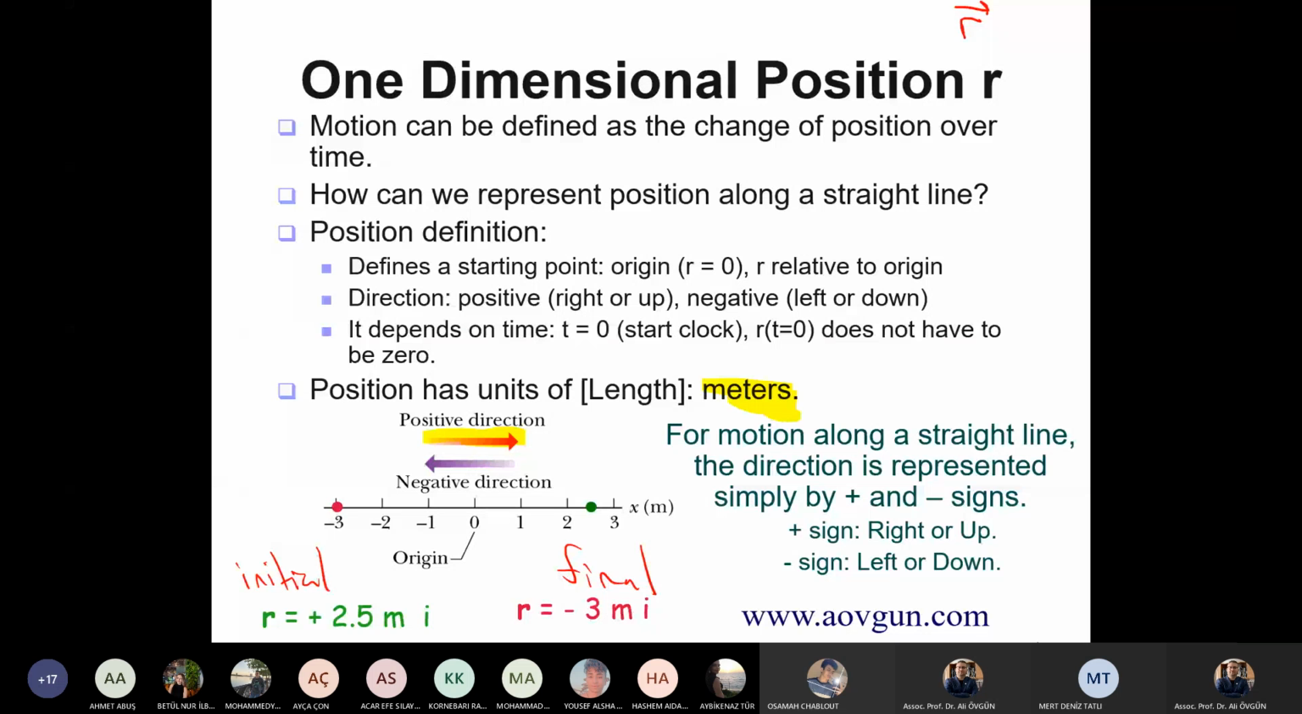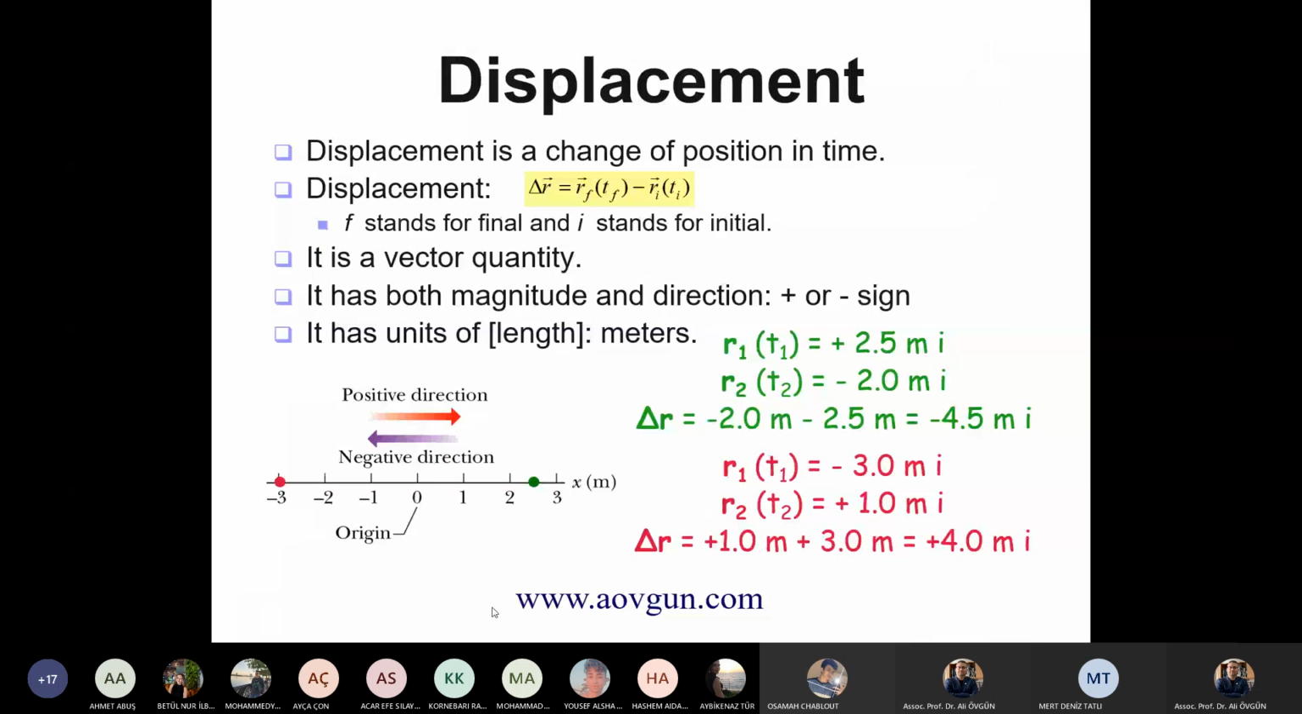So what is the displacement? Displacement is a change of position in time. It is found from this equation: delta R is equal to R final minus R initial. Always when you see this delta, you must make final minus initial. For the displacement, this is a vector quantity, so you are making final position minus initial position. F stands for final and I stands for initial.